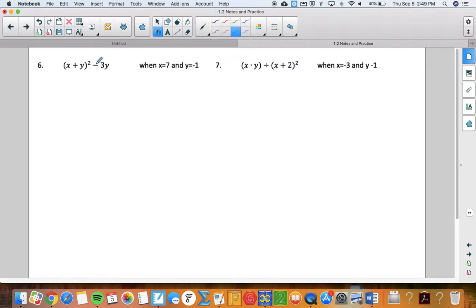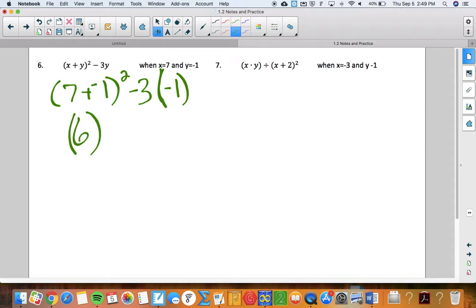Number 6, I'm going to substitute in first. So I get 7 plus -1. Close my parentheses, squared minus 3 times -1. Parentheses first. So I get 6 squared minus 3 times -1 is -3. Next comes exponents. 36 minus -3.